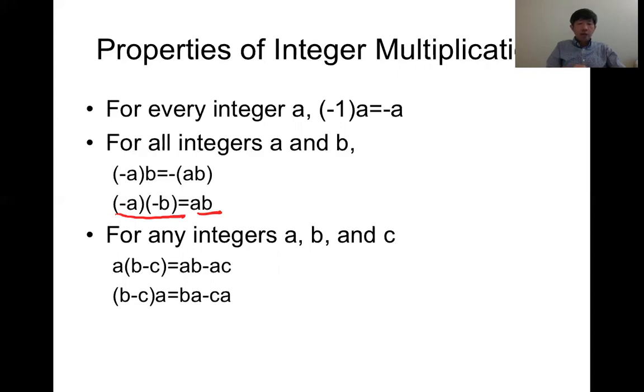For any integers a, b, and c, a times the parentheses b minus c gives ab minus ac. Okay. And then we have parentheses b minus c times a, which is ba minus ca. So this is pretty much the distributive property, right? We take a times b, got ab, a times c is ac, b times a is ba, c times a is ca. Okay, like this.